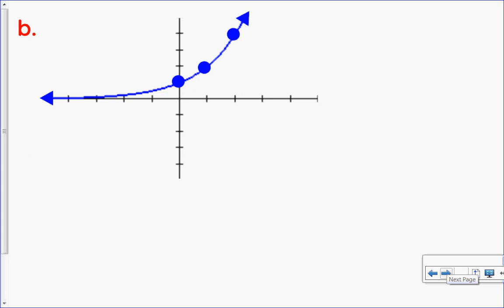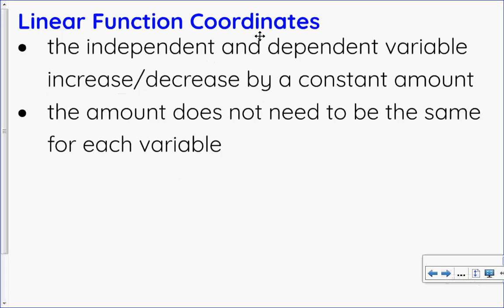This one here, you can clearly see it's not linear, but here's why. From point to point, I'm going up 1 over 1, and then I'm going up 2 over 2. So since the rate of change is not the same from point to point, this is not a linear function.